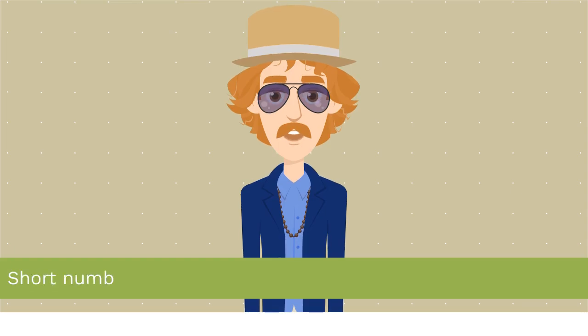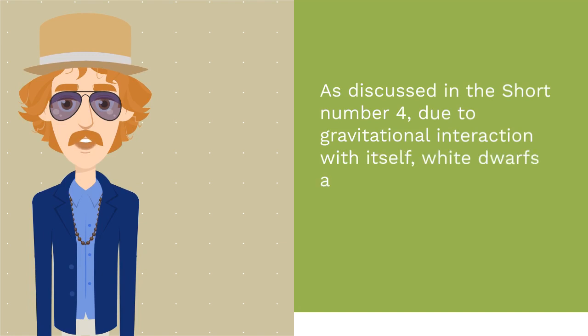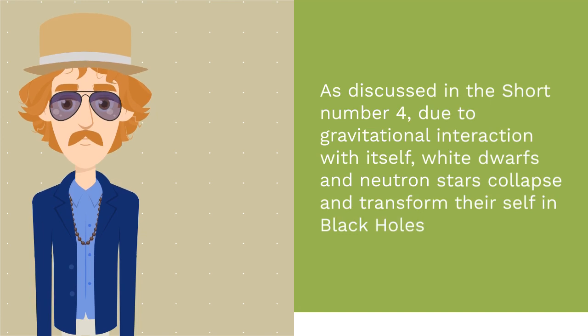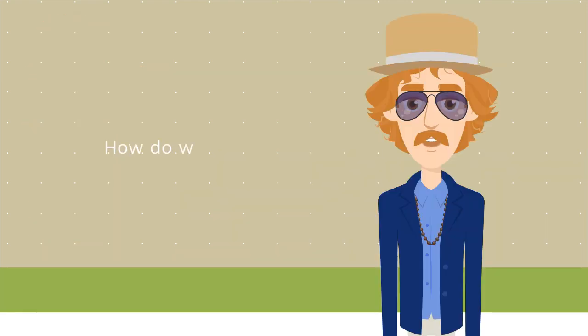Short number 5, Classical versus Quantum. As discussed in short number 4, due to gravitational interaction with itself, white dwarfs and neutron stars collapse and transform themselves into black holes. Could this happen to quantum particles? How do we know if a particle is classical or quantum?